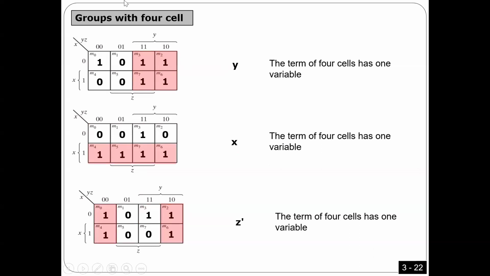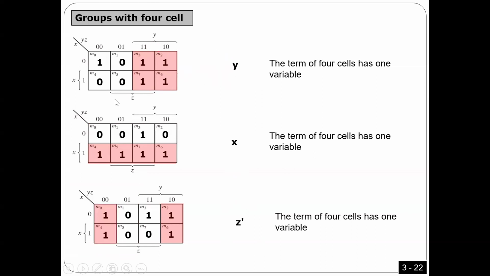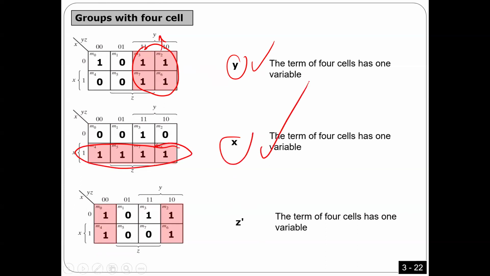Now I'm going to talk about 4 variables. You already know that in the case of four squares, I should have only 1 variable, and all the ones should occupy the area of 1 variable. You can see here all these ones are in Y, so it should be only 1. They are taking the area of Y. Here, all the ones are in the area of X. All ones here and here together are in the area of Z prime. You got what I'm saying?